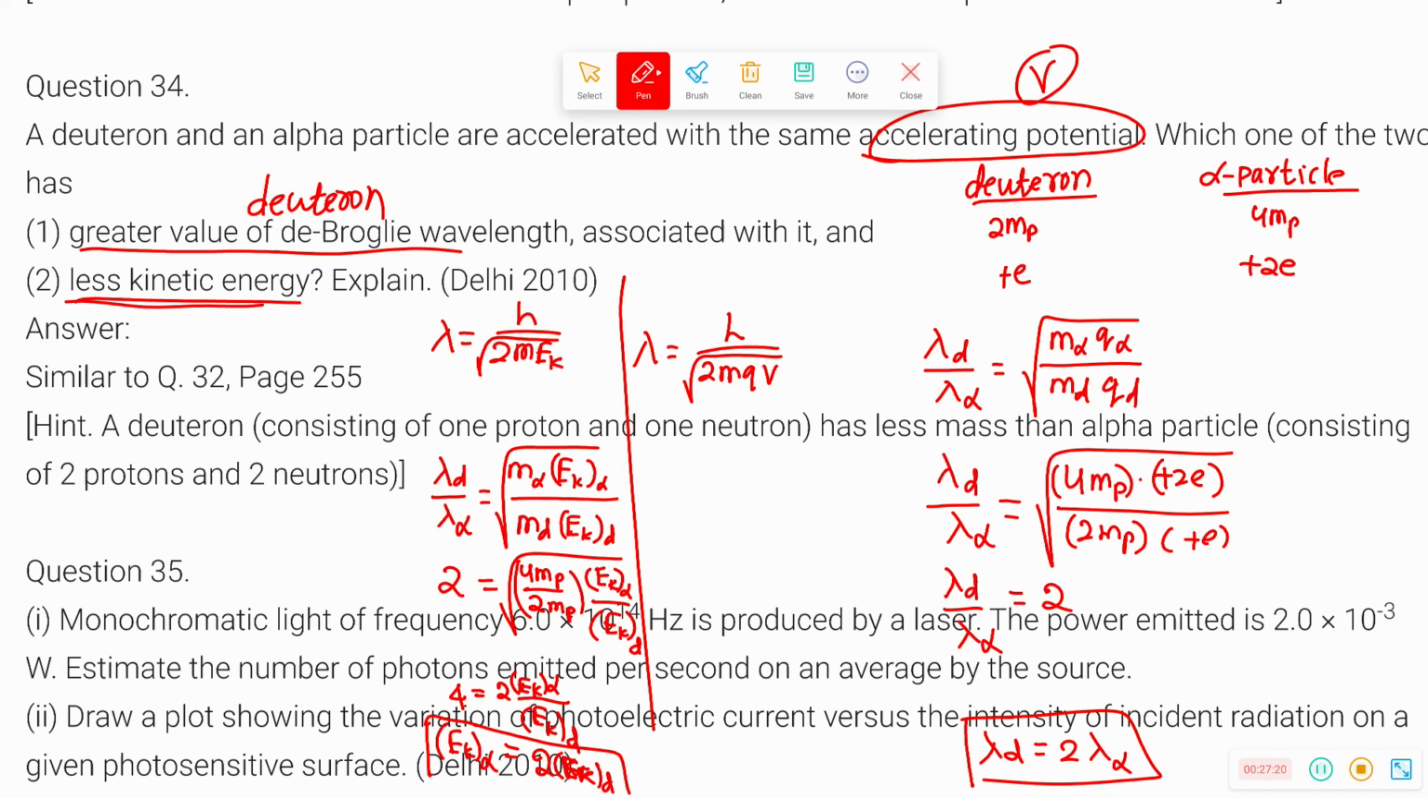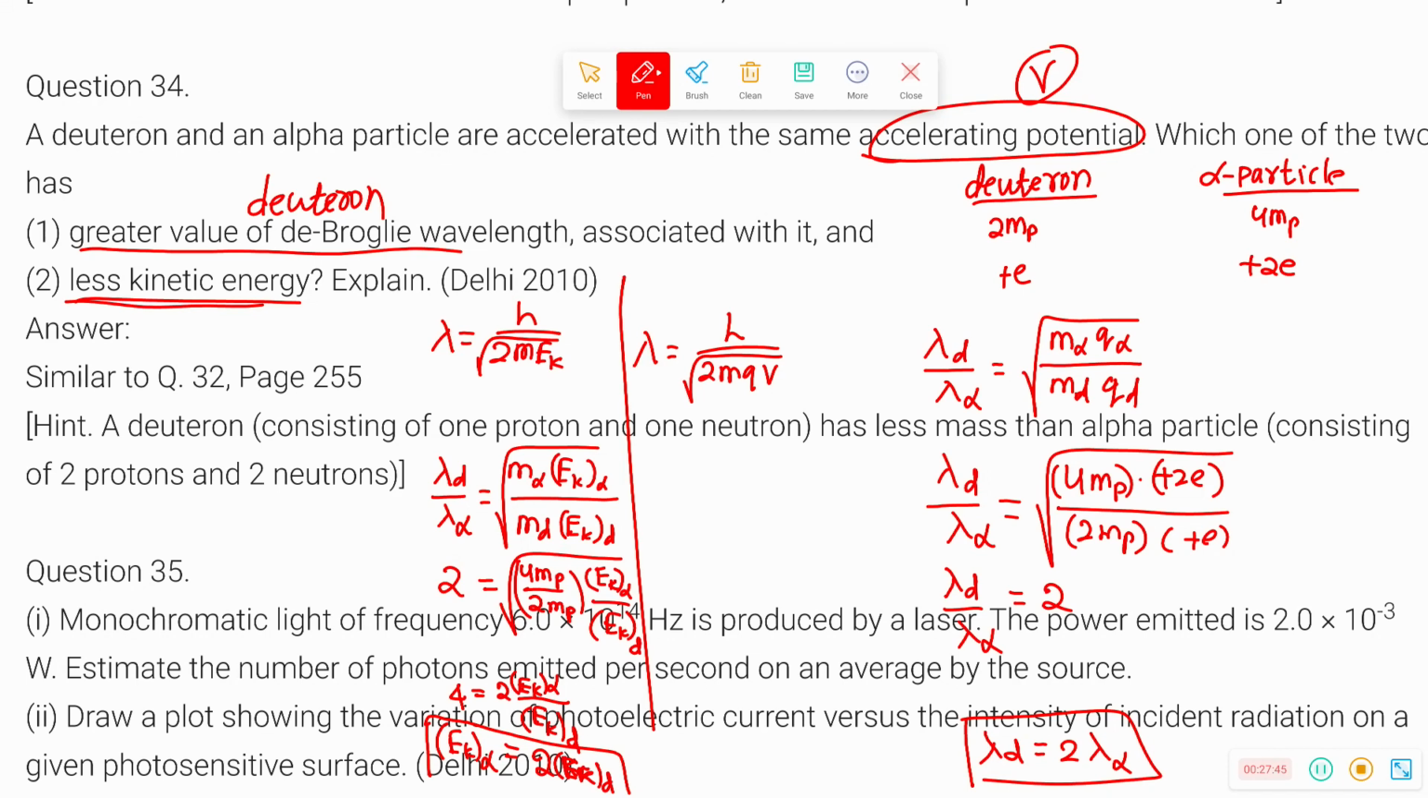No, only the experimental setup. Just draw the experimental setup. Suppose they are asking you to tell some construction and working, like explain the photoelectric effect, then you write a little construction and working. That's it with the setup.